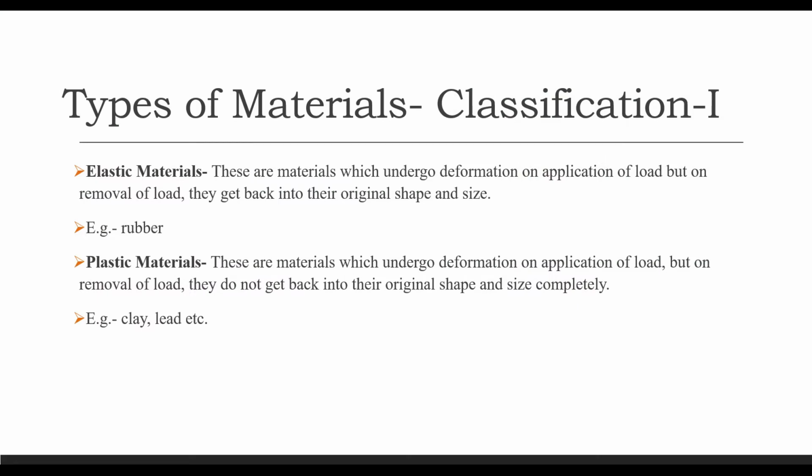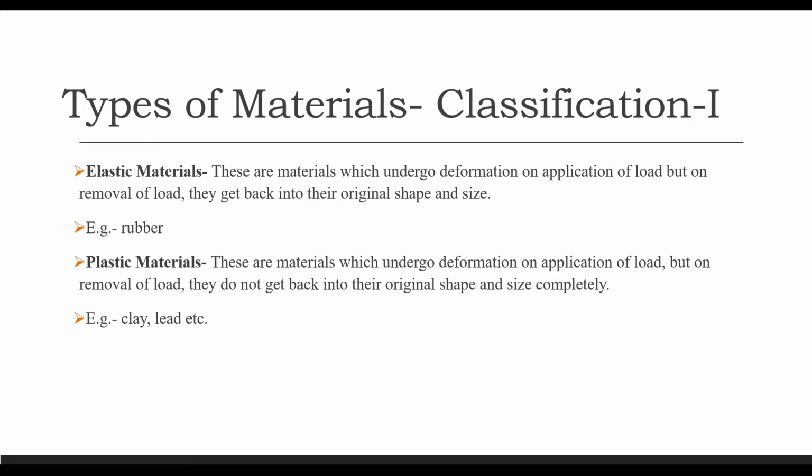Next, I will discuss about types of materials. There are two classifications of types of materials. The first one is based on elasticity of the material. So there are two types of materials. One is classified as elastic and the other is classified as plastic.